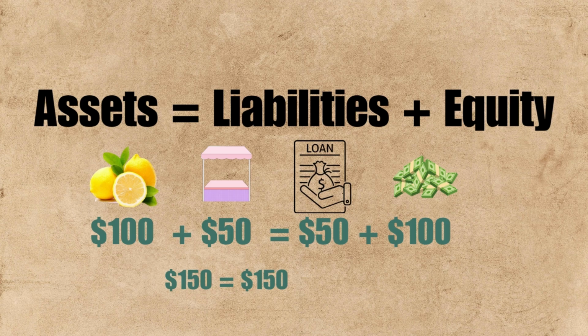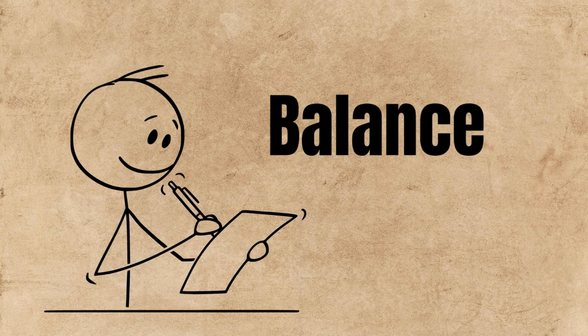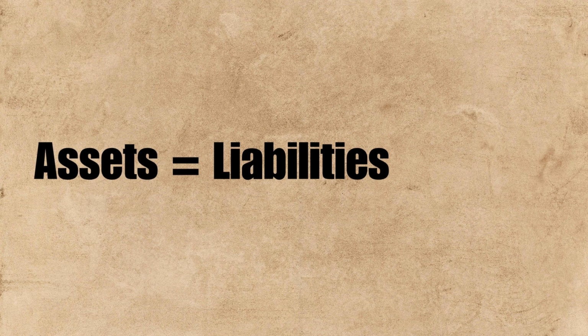Still perfectly balanced. No matter what a company does, the accounting equation always stays in balance. Every transaction, whether it's buying supplies, borrowing money, or generating profit, affects at least two parts of the equation, but the balance always holds. And that's why this one formula is the backbone of accounting. Assets equal liabilities plus equity.